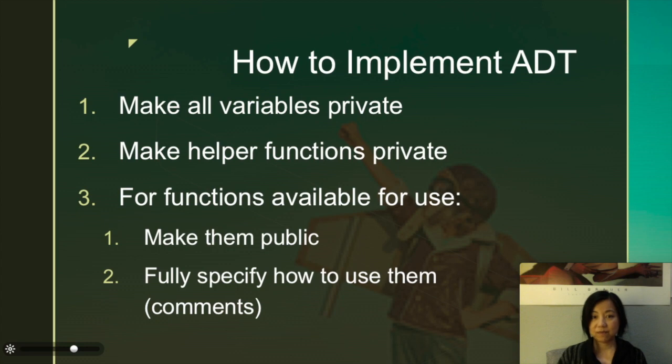How to implement abstract data type. So there's 3 requirements for abstract data type. One is all variables have to be private. So far that's what we did. Make helper functions private. Helper functions are those functions that programmers don't need to know because they are used internally to make other functions work better. For functions that are available for public, we make them public first of all, otherwise we can't call them. And second of all, we have to fully specify how to use them. And so in our case right now, we are just going to use comments to tell people how to use those member functions.